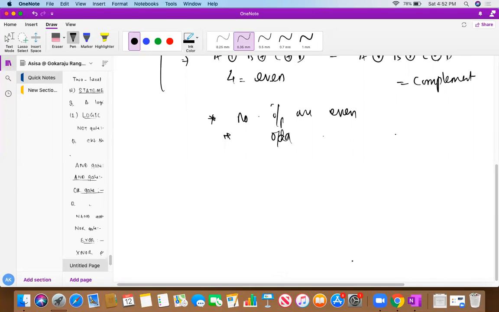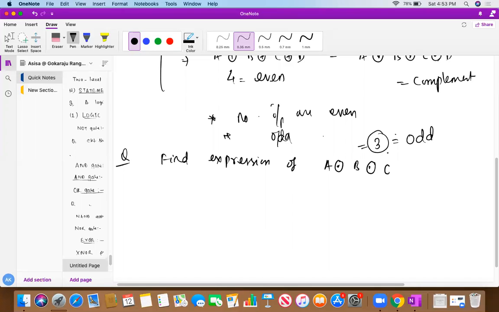Now we'll do some problems. Let's say the question is: find the expression of A XNOR B XNOR C. How much will you get? Obviously, as I have told you, how many inputs? 3 inputs, which means it's odd. If it is odd, I will get A XOR B XOR C.